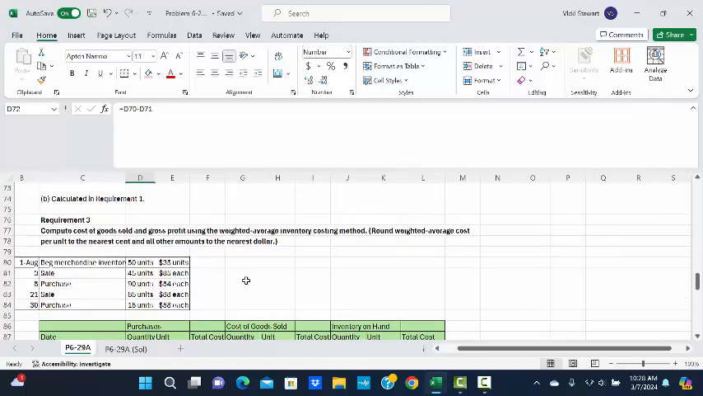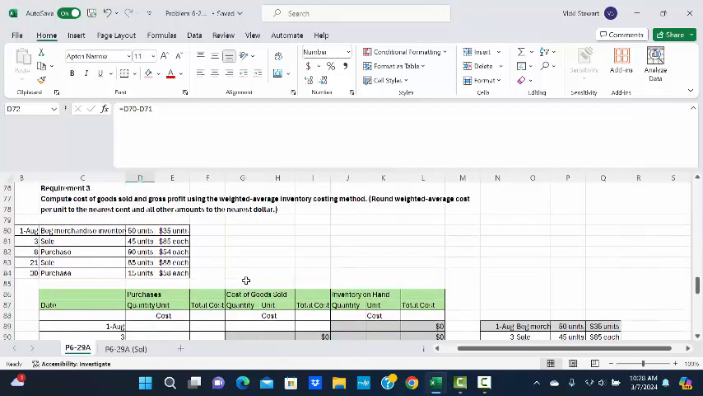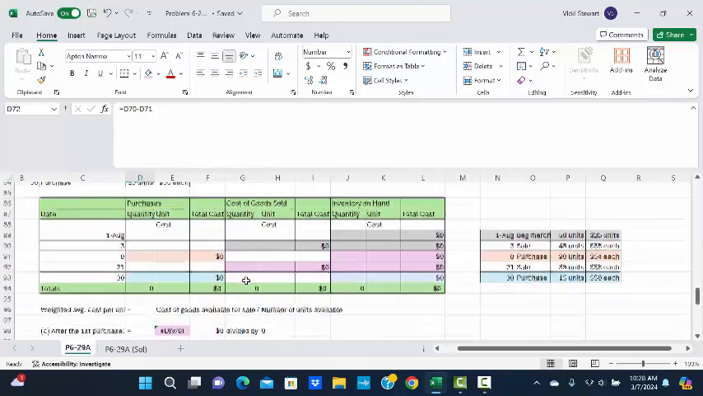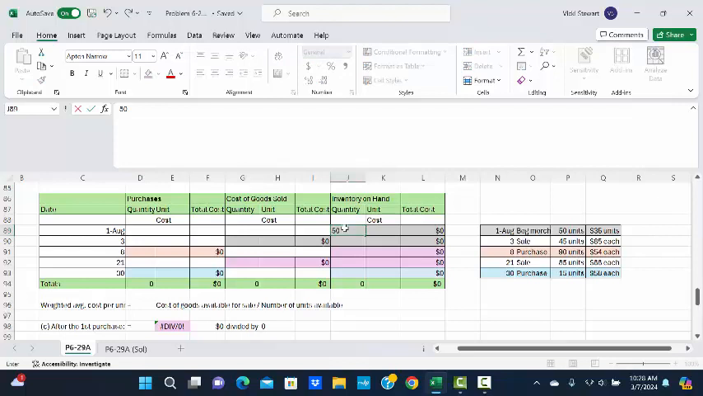So we will compute cost of goods sold and ending inventory and gross profit using the weighted average inventory costing method. Again, we are going to start out at the beginning of the month with 50 units at $35 each, and we would sell 45 units again at $35 each and have 5 units on hand at $35 each. Now for weighted average, when you make a purchase, you're going to have to compute a new weighted average for your inventory. So the problem states that on the 8th, we purchased 90 units at $54 each.